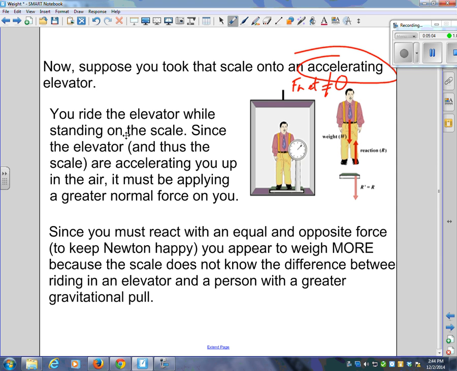So you ride the elevator while standing on the scale. Since the elevator, and thus the scale, are accelerating you up in the air, they're pushing you up, it must be applying a greater normal force on you, right? If you were unbalanced, okay, so this would be net force 0, right?